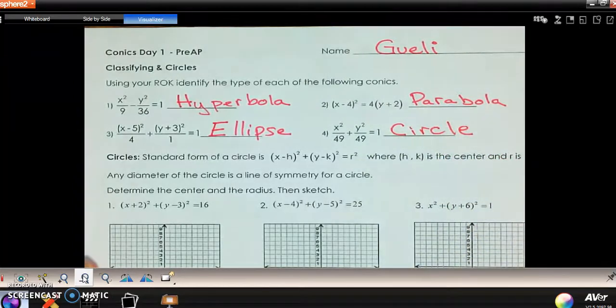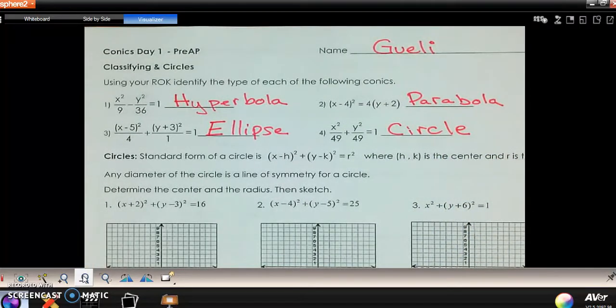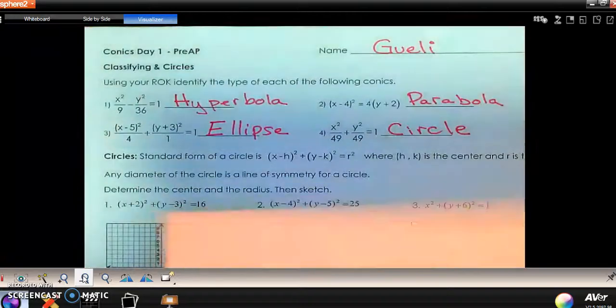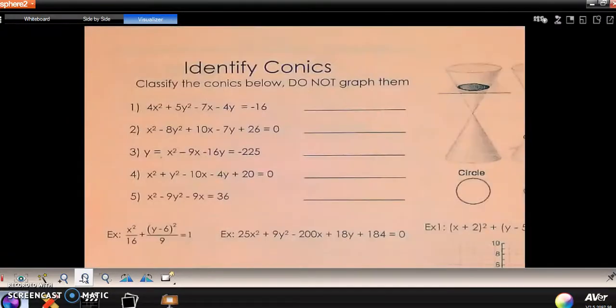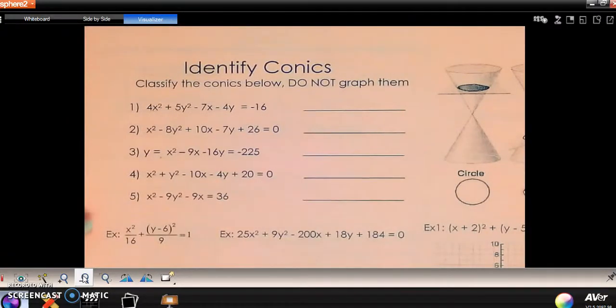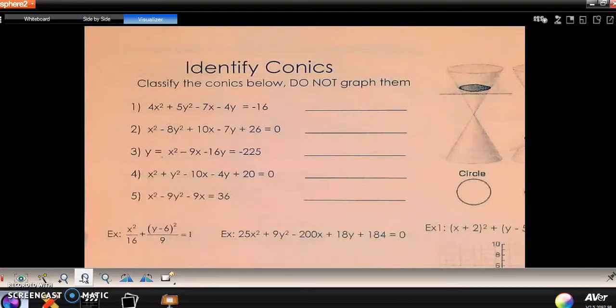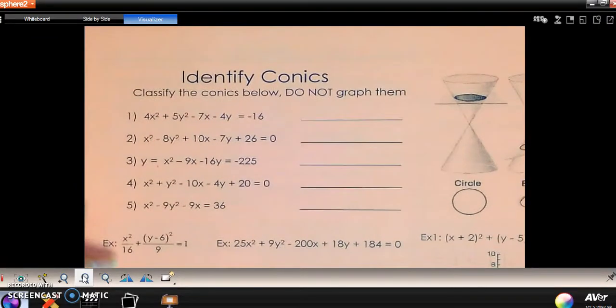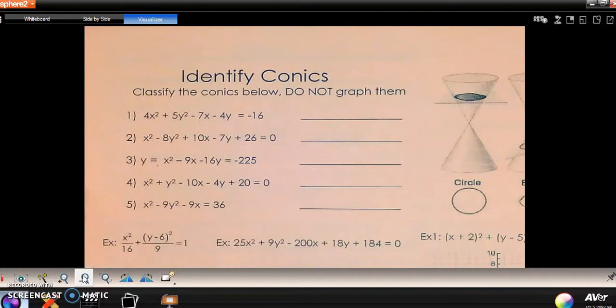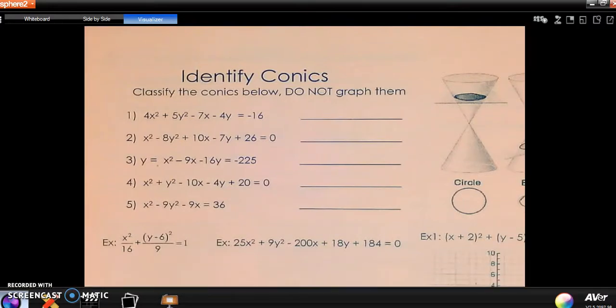If you can go back to your ring and find this page that says identify the conics below, take a moment and see if you can identify them. Use your chart and see if you can identify those conics. You can pause the video if you'd like. Okay, I'm going to assume that you went ahead and paused the video.